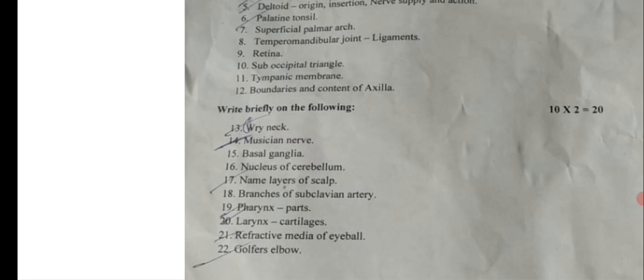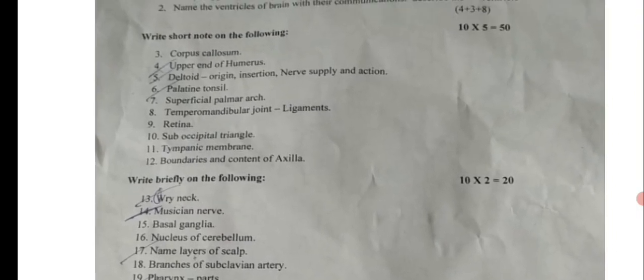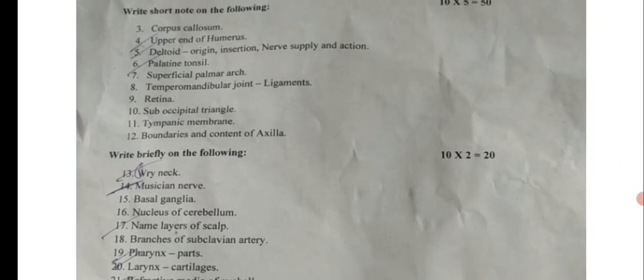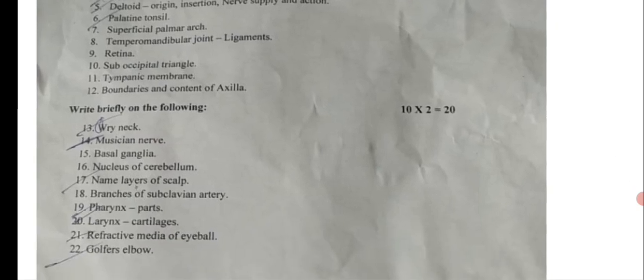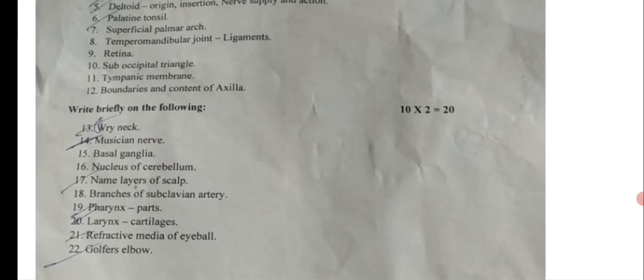fourth ventricle. And the short questions: corpus callosum, upper end of the humerus, deltoid, palatine tonsil, superficial palmar arch, temporomandibular joint ligaments, retina, suboccipital triangle, tympanic membrane, boundaries and contents of the axilla. And these are the brief questions. So here I'm going to explain in detail about each question, the very short questions.